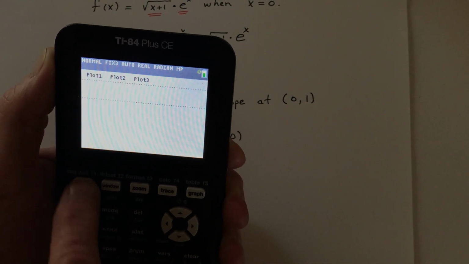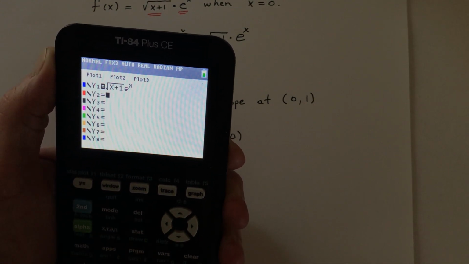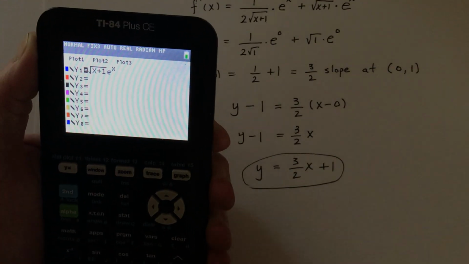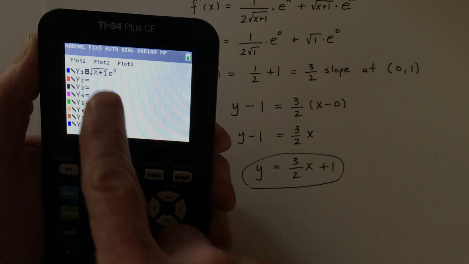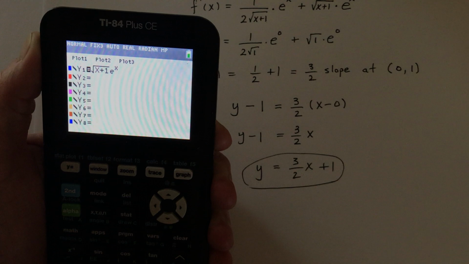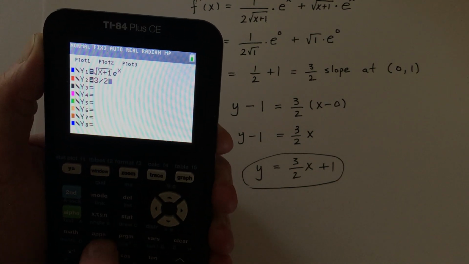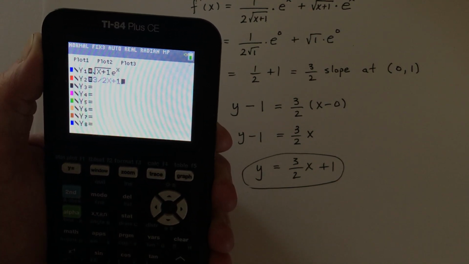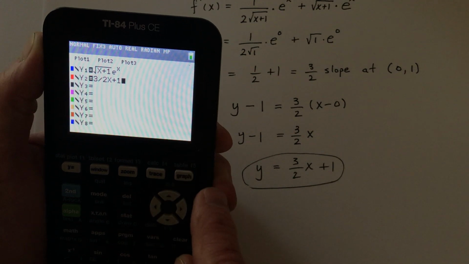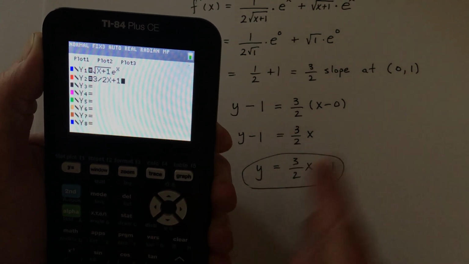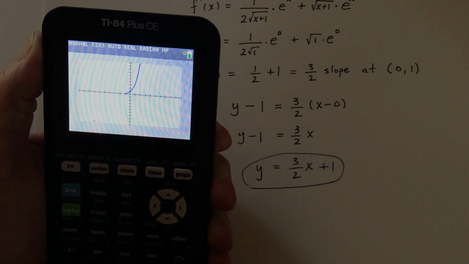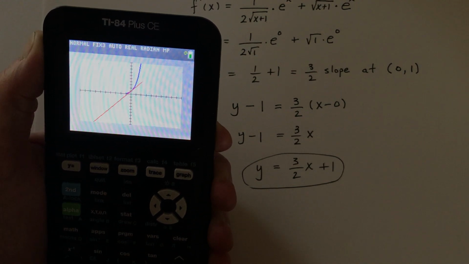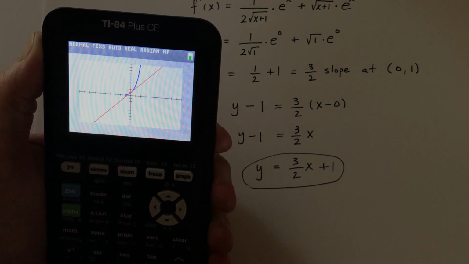I now need to check and see, is my equation right? So for my equation, leave the original function, and now graph 3 divided by 2x plus 1, and see if that looks like a tangent line when x is 0 and y is 1. And that definitely looks like a tangent line.